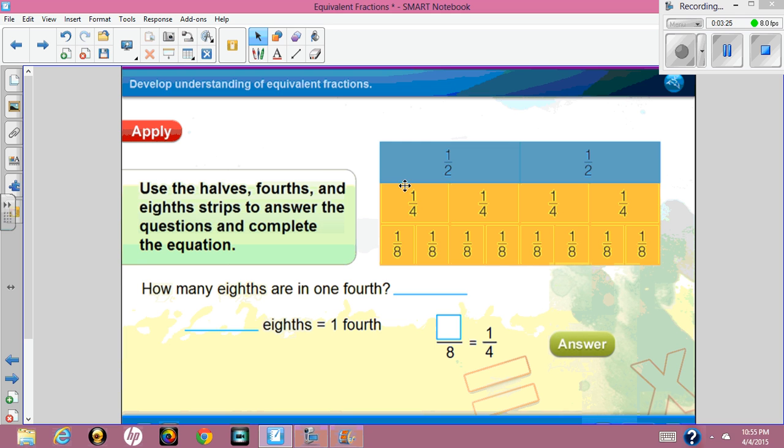I want you to look at the strips. Here is our 1/4, and just below it we have eighths. How many are equal to the fourth? Well, just by using our visual on our bar, we can tell that 2/8 is equal to 1/4. Our answer to how many eighths are in 1/4 is 2/8.